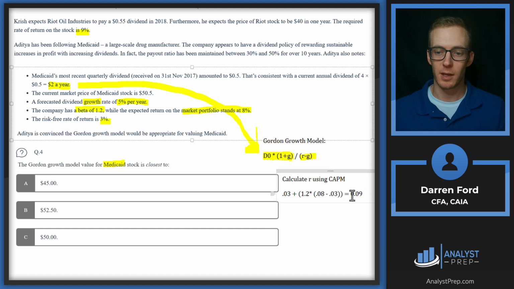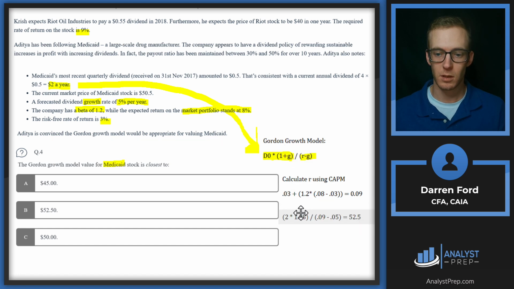So now we know we can plug in 9% as our R, and so when we do that, we get that dividend times the growth corresponding there, divided by 0.09, our R, minus 0.05, our G, gives us 52.5. Answer B.